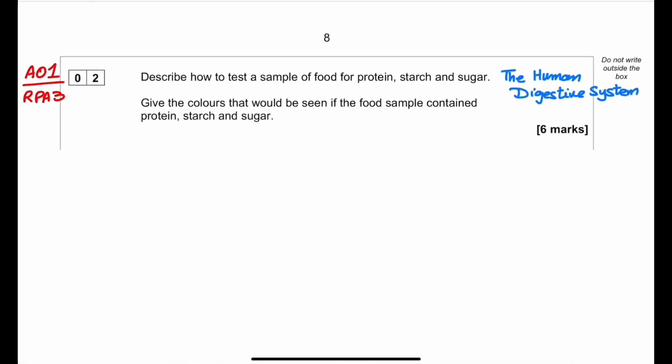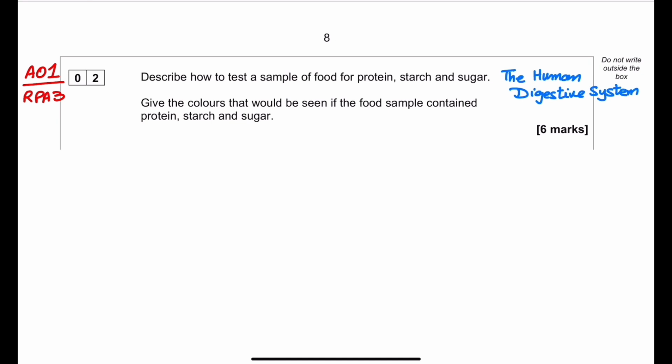Question number 2. Describe how to test a sample of food for protein, starch, and sugar. Give the colors that would be seen if the food sample contained protein, starch, and sugar. It is an AO1 question, and this question is from required practical activity number 3, and this topic is from the human digestive system.